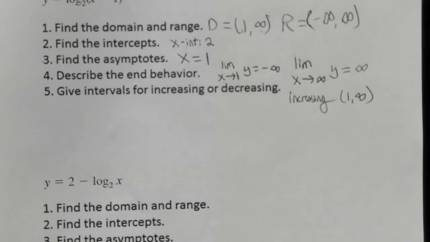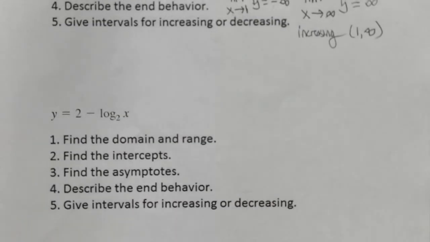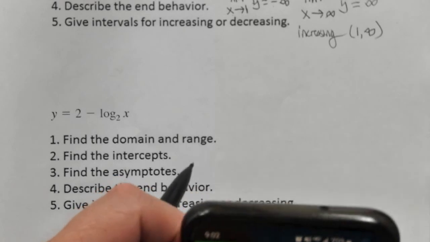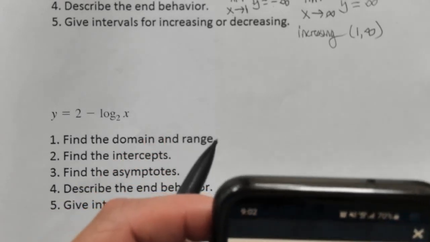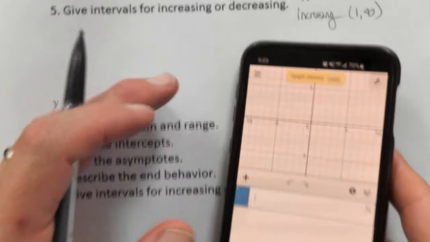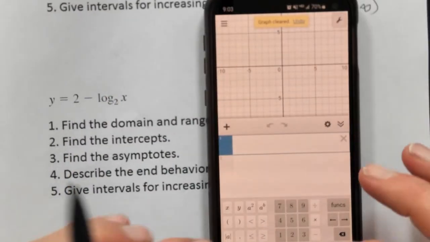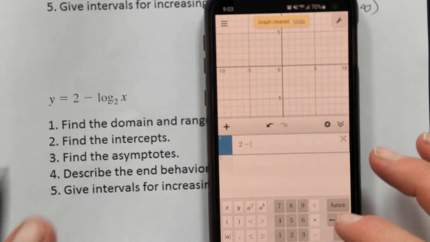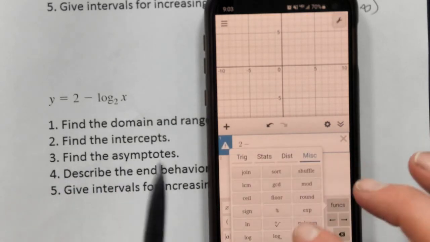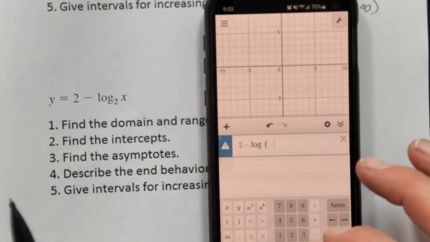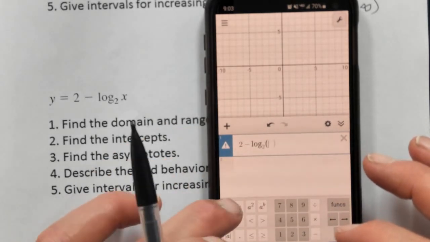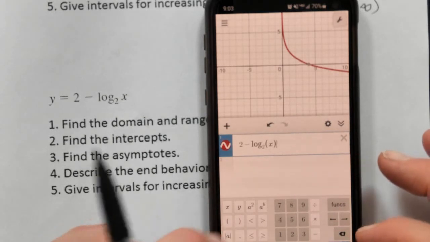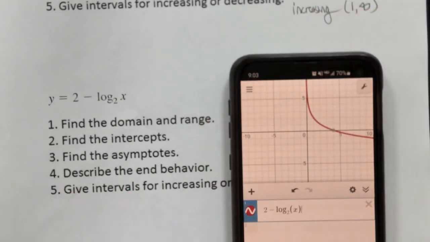Okay, we have another one that we want to look at. So I'm going to clear this graph off, and let's start with a new one. Okay, so my next function is going to be 2 minus, go here to functions, miscellaneous functions, log with the base is what we want, base 2. And inside my parentheses, I will just put an x. All right, so here's my function.